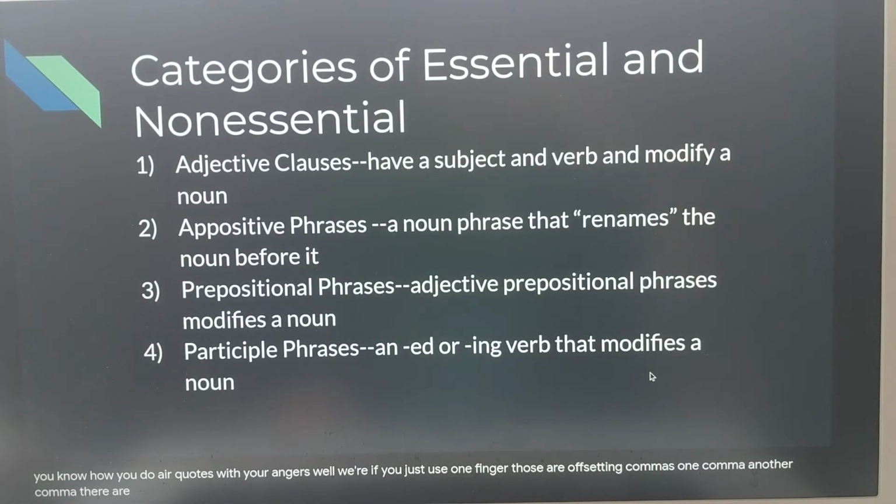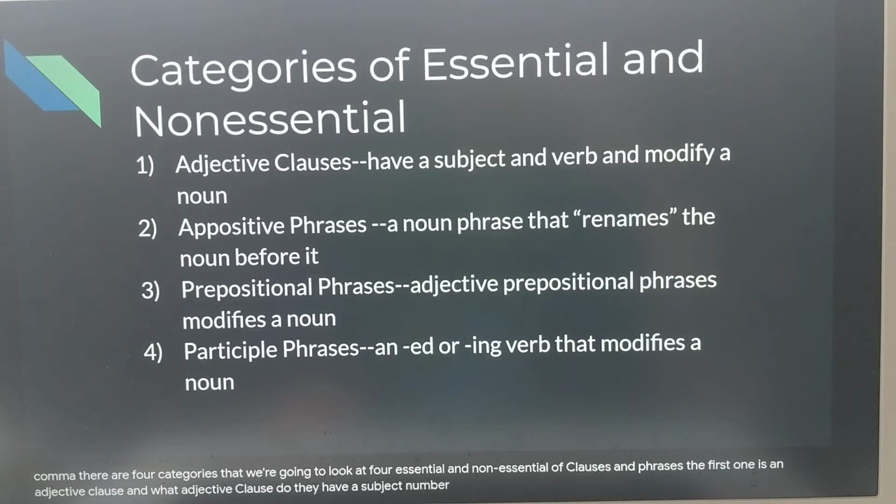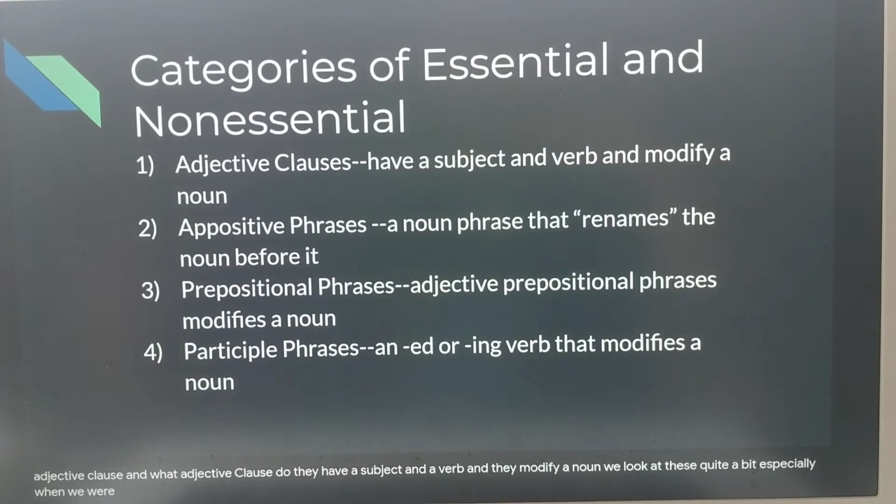There are four categories that we're going to look at for essential and non-essential clauses and phrases. The first one is an adjective clause. And what adjective clauses do, they have a subject and a verb, and they modify a noun. We looked at these quite a bit, especially when we were reading the novel We Are Okay. And she uses quite a few of these adjective clauses to really spice up what would normally be kind of a simple sentence. Appositive phrases, we went into depth on that last 2 weeks.